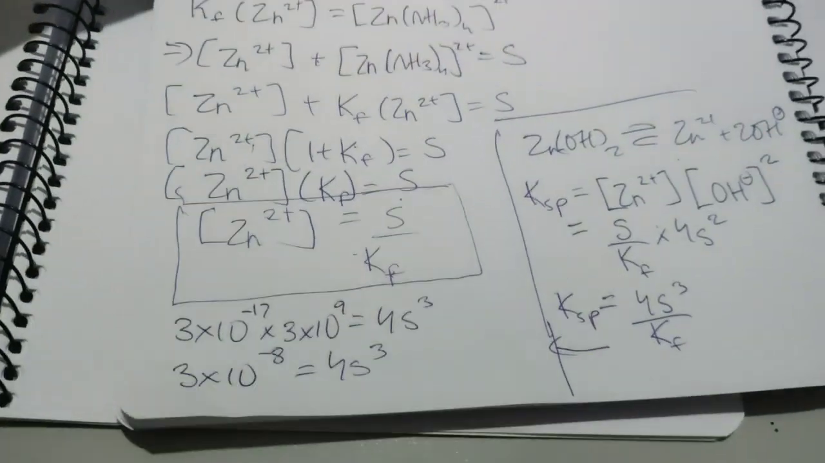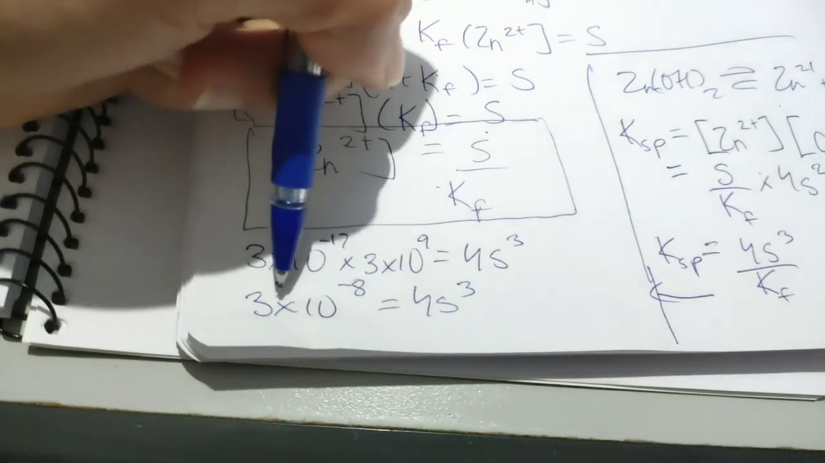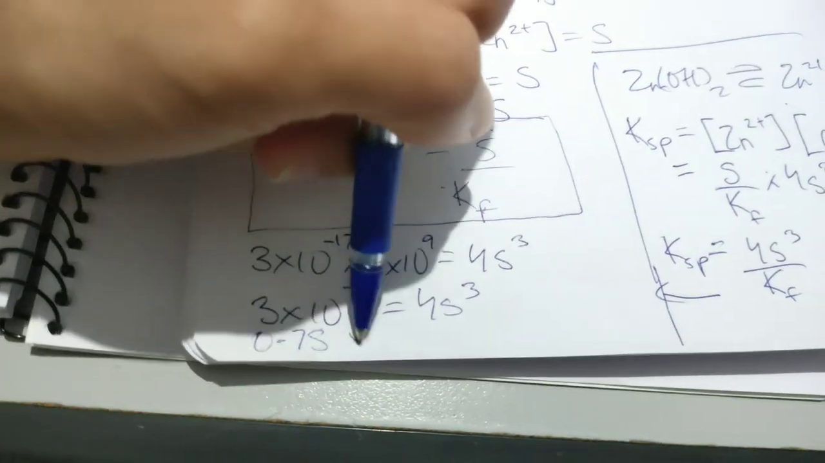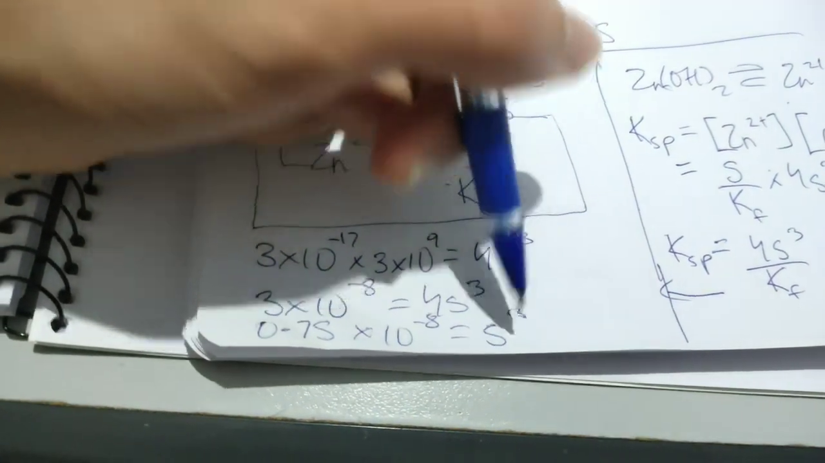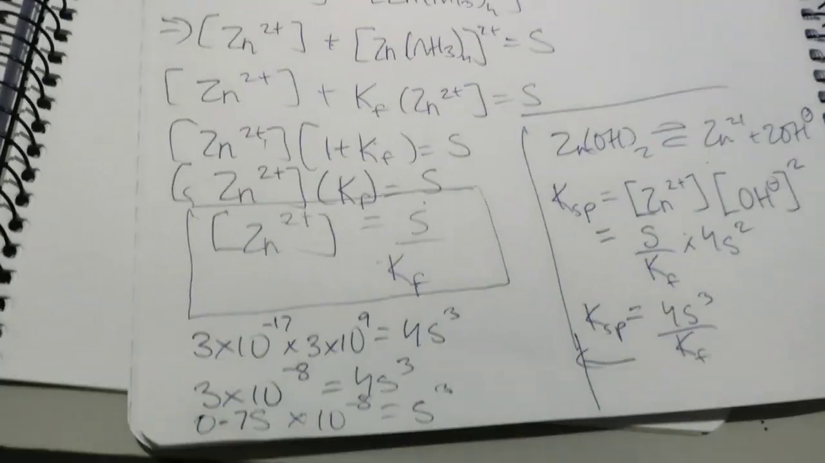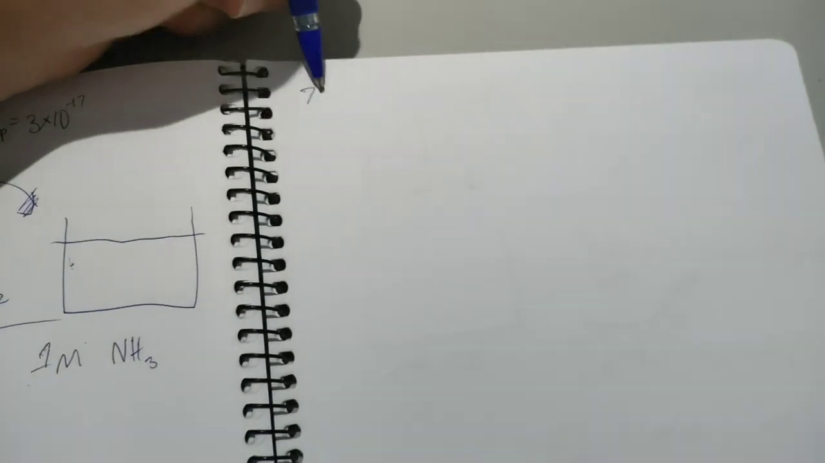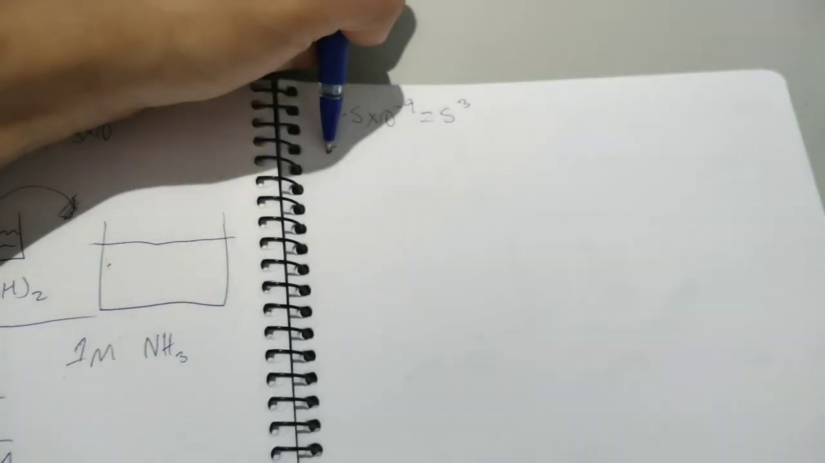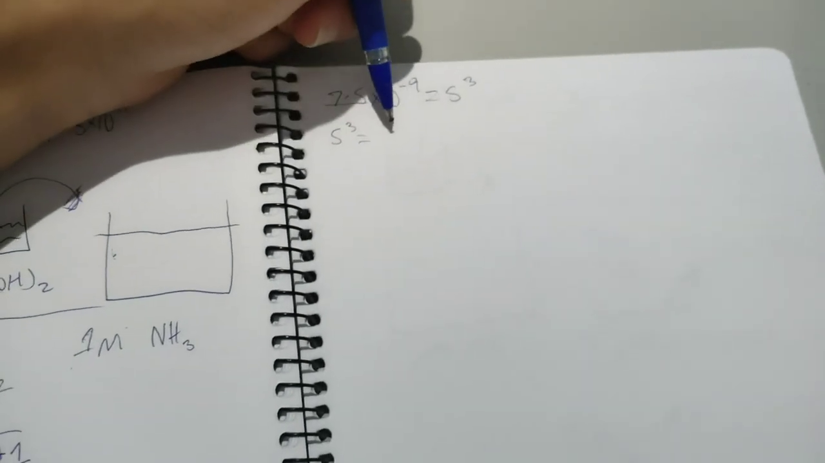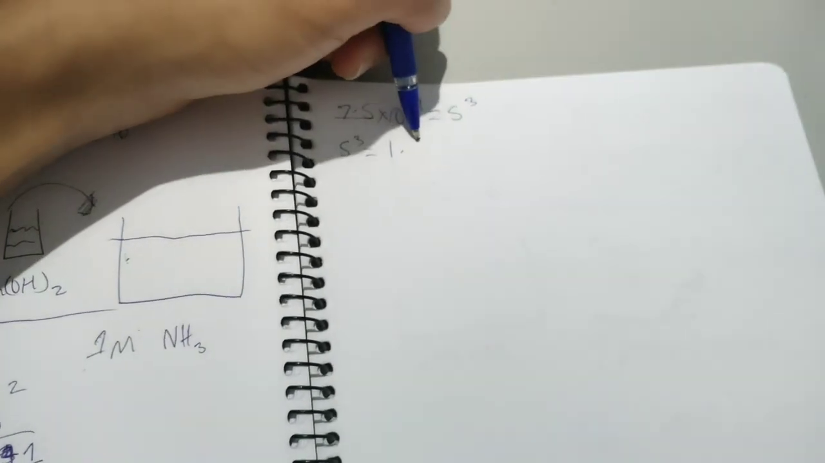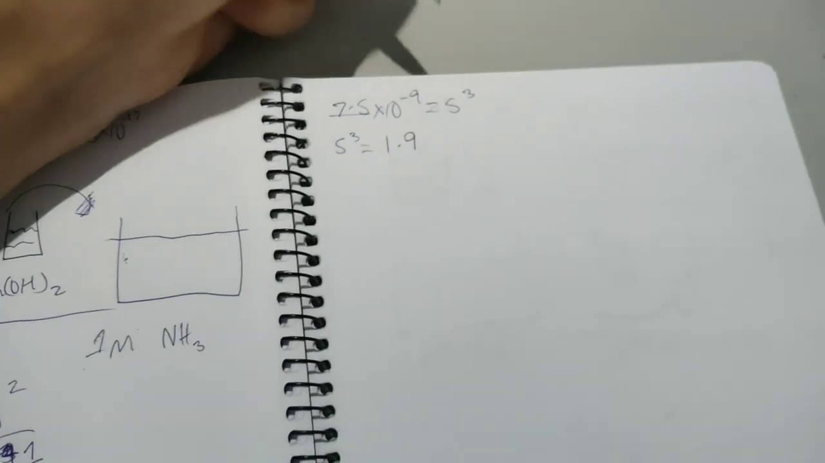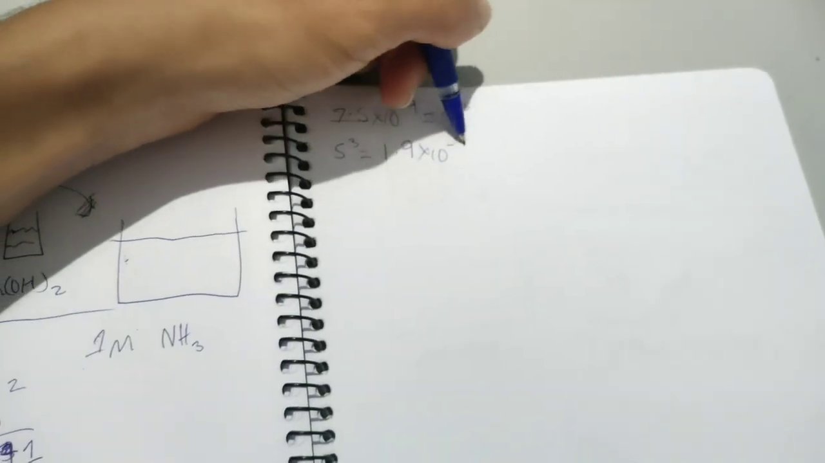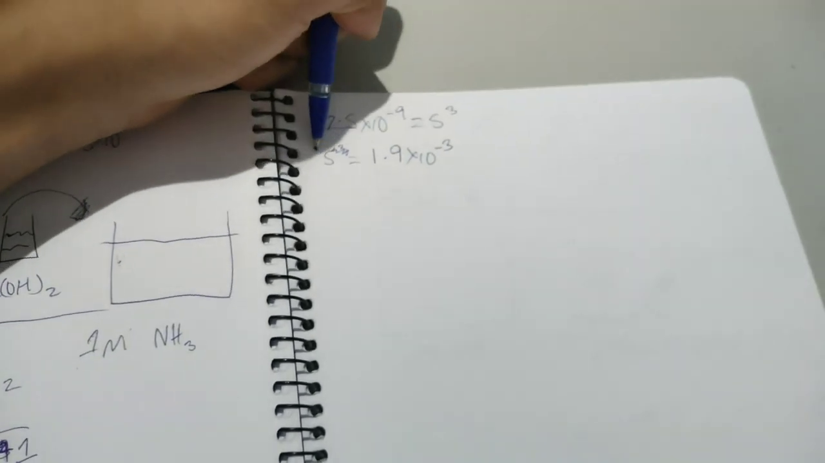You can go ahead and solve this. If I had to solve it, I would do it something like this. Let's multiply by 10 and divide by 10. So what you have is 7.5 × 10^-9 is equal to S cubed. The cube root of this is approximately 1.9 × 10^-3. So that's your S value.